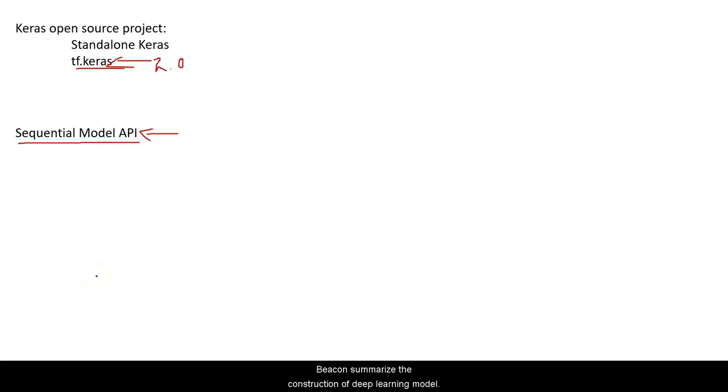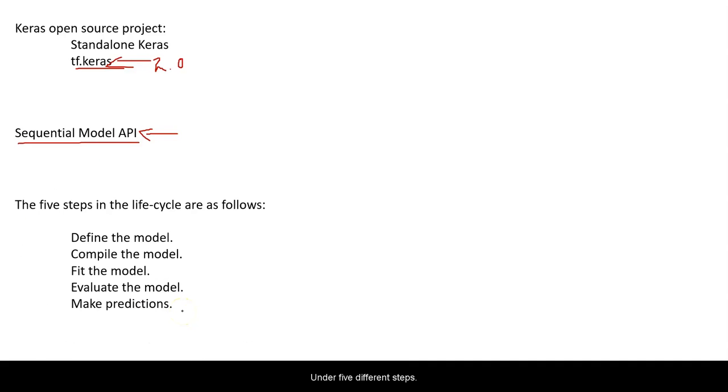We can summarize the construction of a deep learning model in Keras in 5 different steps. Whenever you are building a deep learning model using Keras, there are 5 steps. First is to define the model, compile the model, fit the model, evaluate the model, and make predictions.